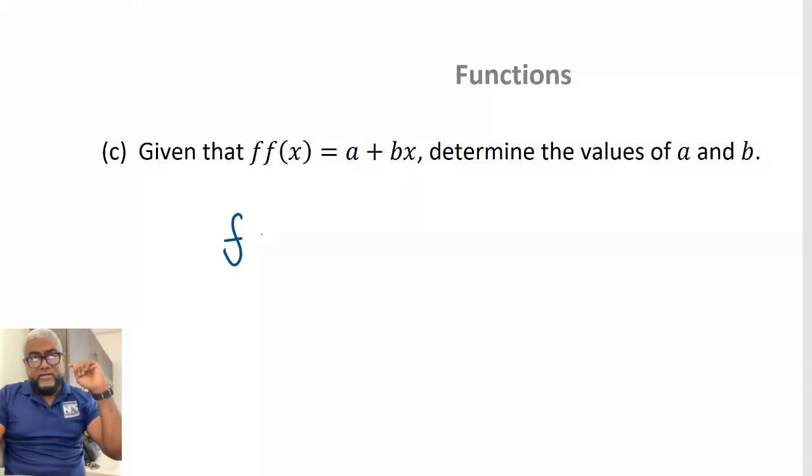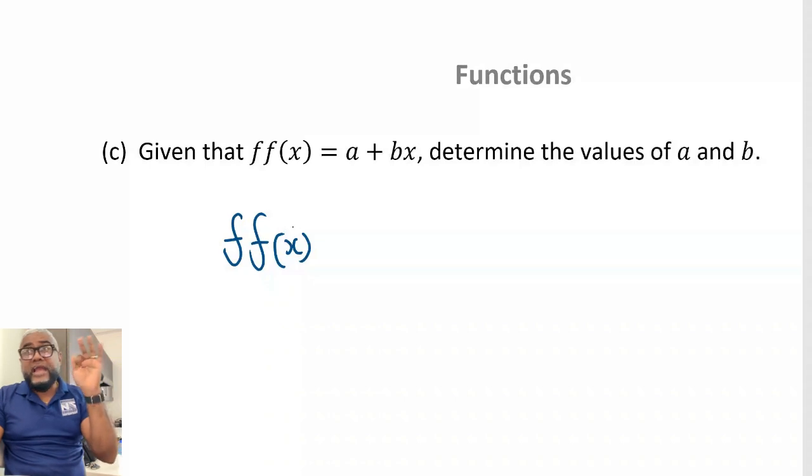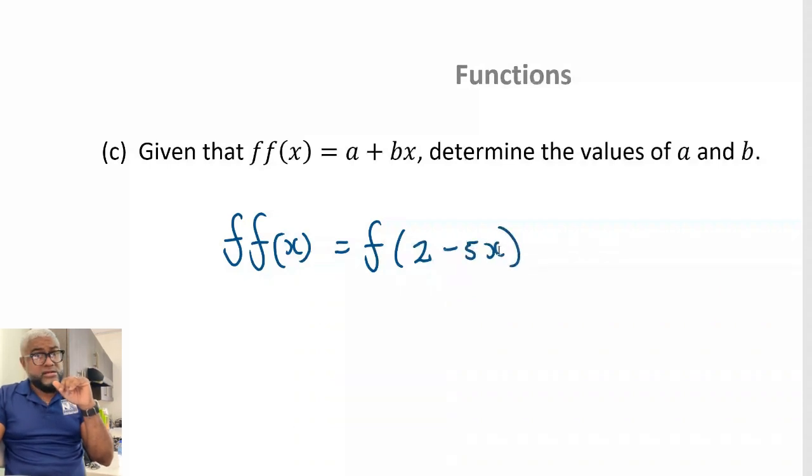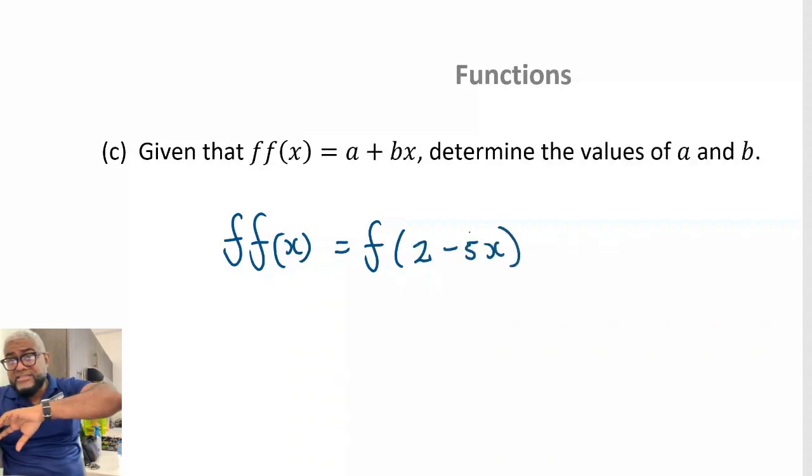Right. f of f of x is what we want to find. What kind of function is this? Composite. Two functions in one, right? It's the same function, but it's still a composite function. So it's like I want to put f of x into f of x. So I'm going to write out what f of x is here. It's 2 minus 5x, correct? So I'm going to put 2 minus 5x into 2 minus 5x.